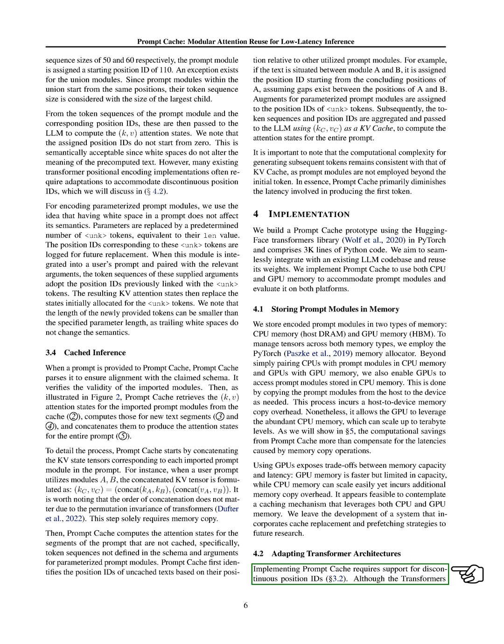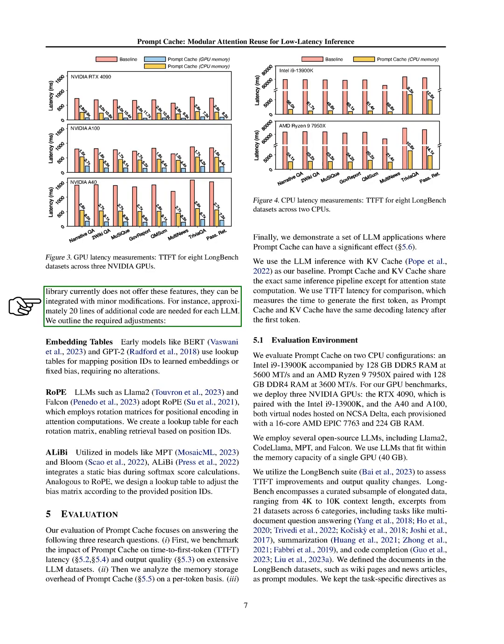We've also had to adapt transformer architectures to implement prompt cache. This required support for discontinuous position IDs. While the Transformers library doesn't currently offer this feature, we were able to integrate it with minor modifications. For example, we only needed to add about 20 lines of additional code for each language model. We've also created lookup tables for each rotation matrix, which allows us to retrieve based on position IDs. This is used in models like Llama 2 and Falcon, which use rotation matrices for positional encoding and attention computations.